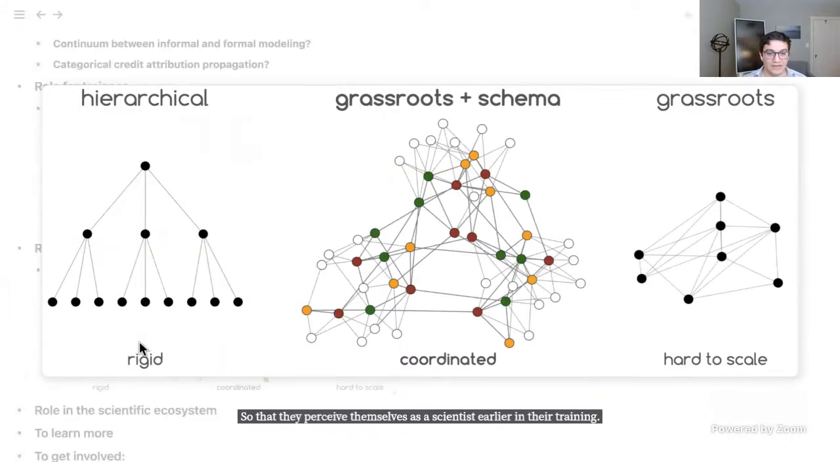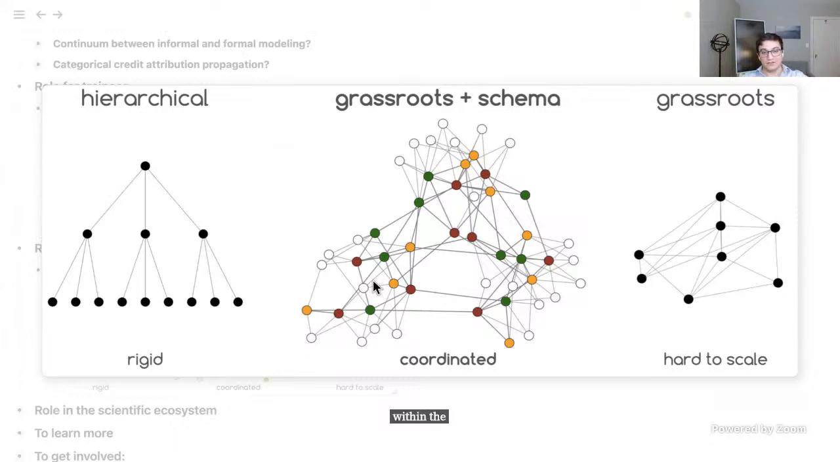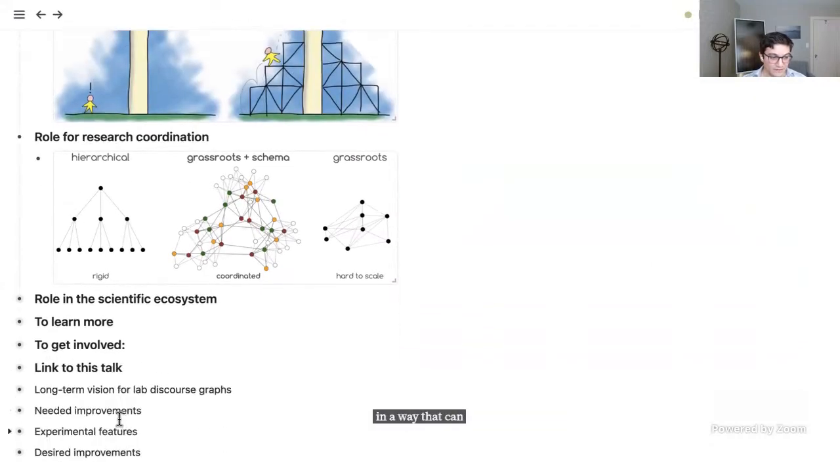For the system of science as a whole, we found that the schema of questions, claims, and evidence has been sufficient to serve as the coordination layer for grassroots generation of knowledge that lets somebody's thought process scale within the lab, and as we're testing now, out to collaborators and on the scale of the field as well, in a way that can be grown organically.